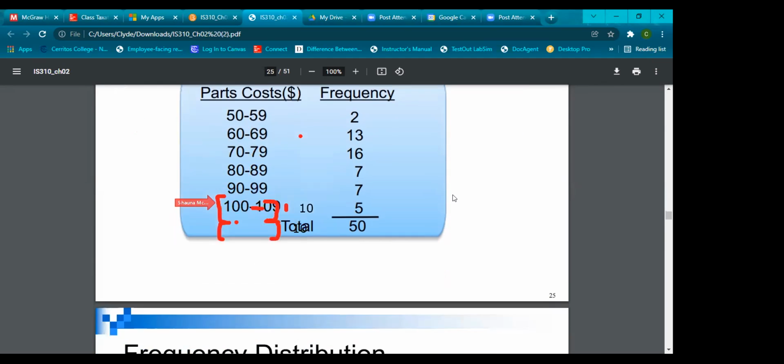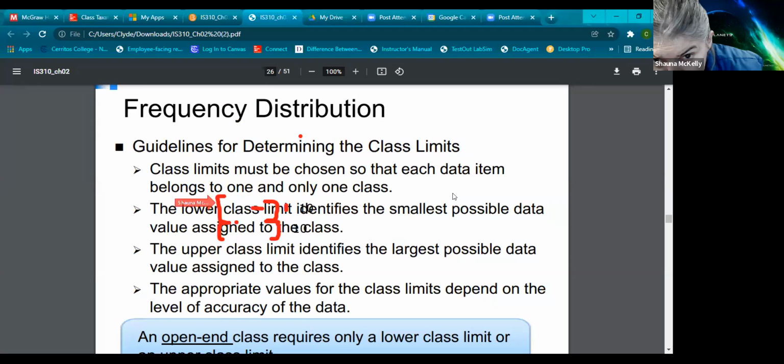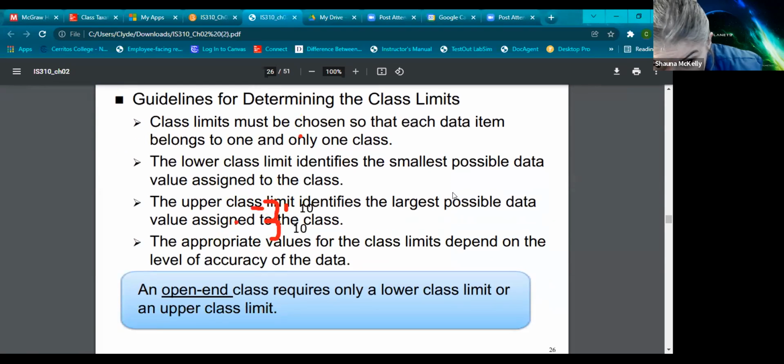Okay. So let me erase this and we can move on. Okay, so then guidelines for determining the class limits.